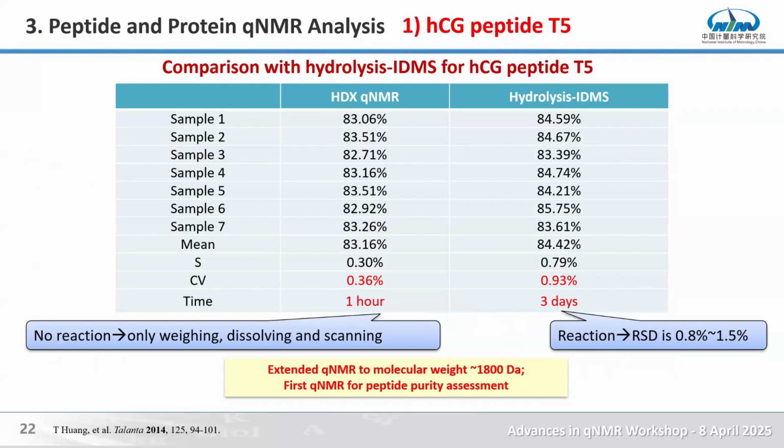So peptide T5 of HCG was also measured by hydrolysis IDMS. The CV of qNMR was smaller. The total experimental time of qNMR is about 1 hour with no need of any chemical reaction, much less than the hydrolysis IDMS, which may need 3 days.